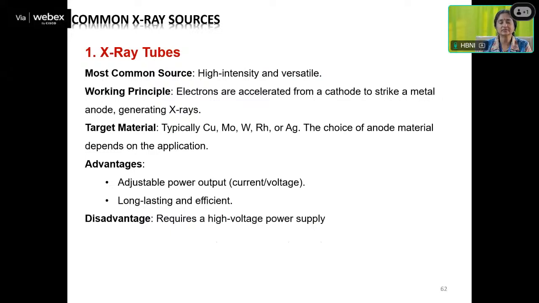Now, a common X-ray source is the X-ray tube. It is high intensity and versatile. Electrons are accelerated from a cathode to strike a metal anode to generate X-rays. The target material is typically copper, molybdenum, tungsten, rhodium, or silver, and the choice of anode material depends on the application. Advantages are adjustable power output, long life and efficiency. Disadvantages: it requires a high voltage power supply. So this is the X-ray tube, which can be used as an X-ray source.